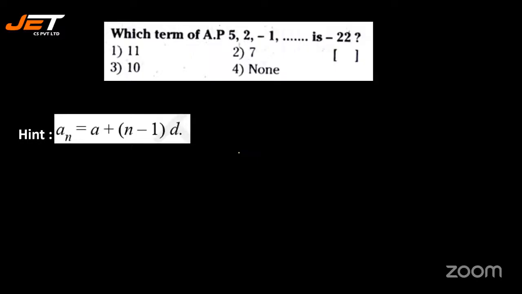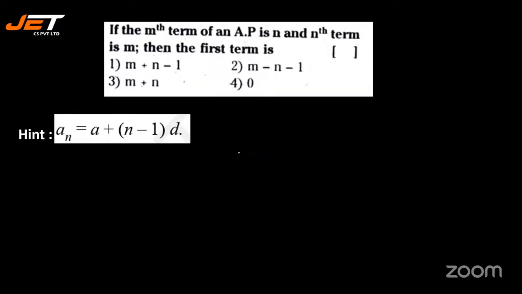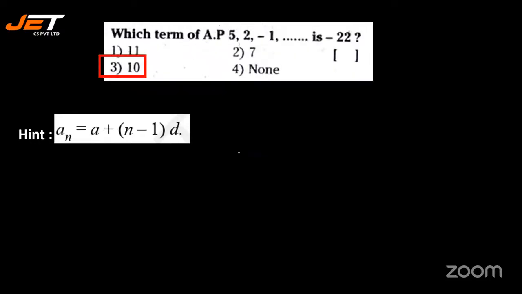Which term of the AP 5, 2, minus 1 is minus 22? So an is a plus (n minus 1) into d. So what is a? 5. What is n minus 1? We don't know. d is 2 minus 5, which is minus 3. Okay. So you can easily solve it like this.